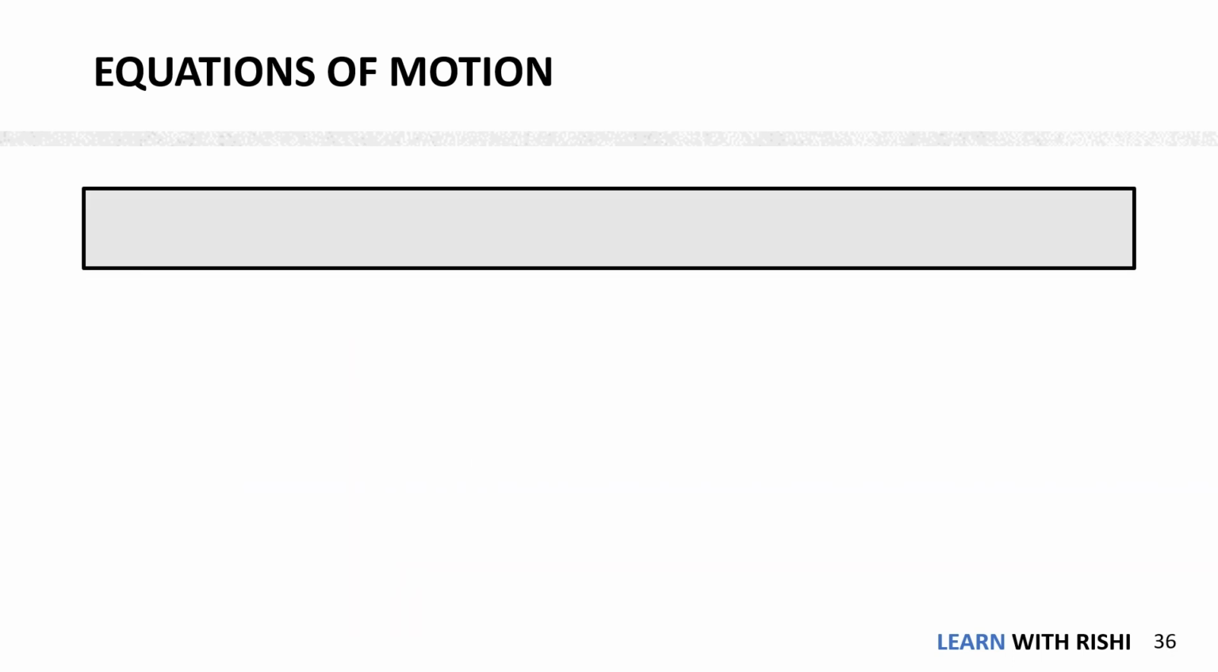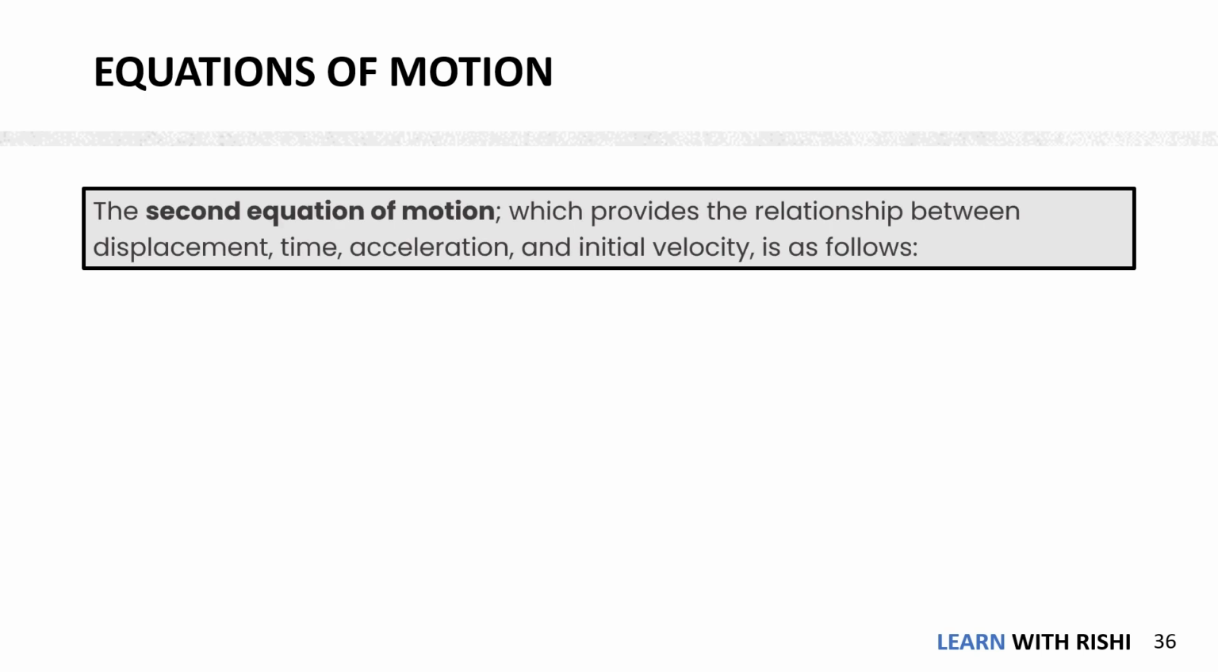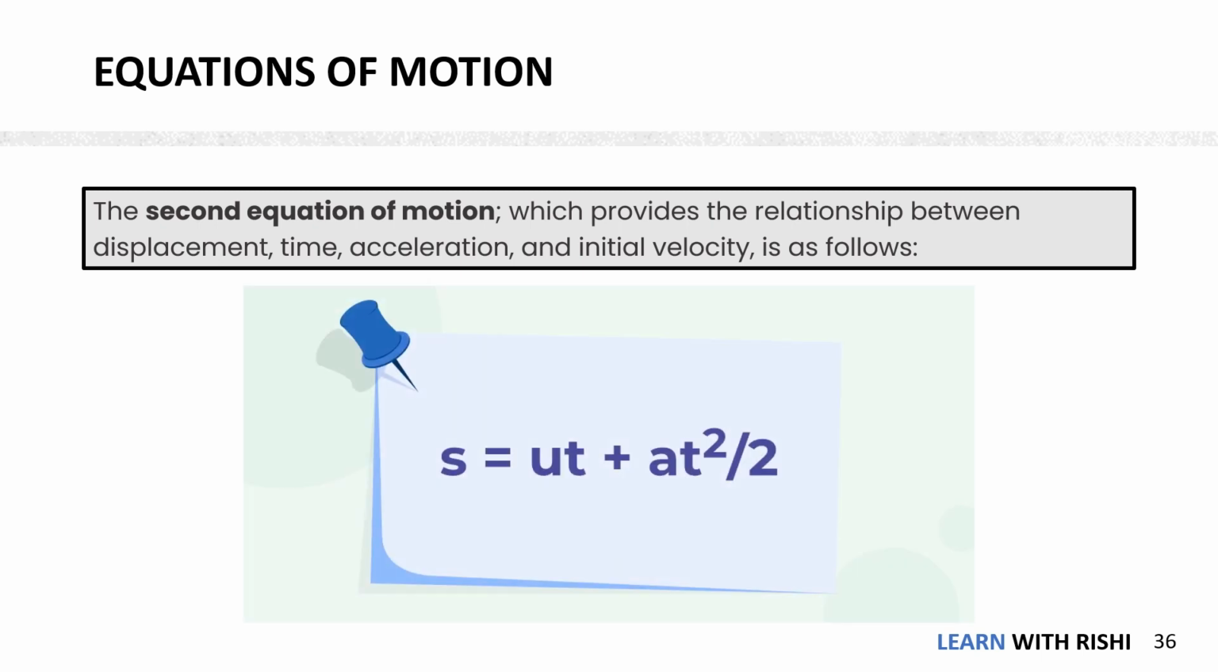The second equation of motion provides us the relationship between displacement, time, acceleration and initial velocity, and the equation is s is equal to ut plus at square by 2, where s stands for displacement, u stands for initial velocity, t stands for time and a stands for acceleration.